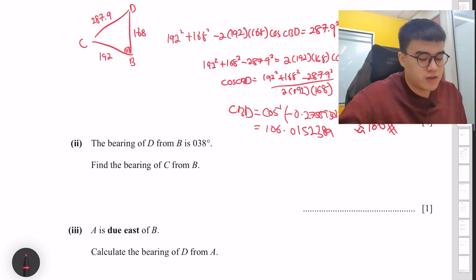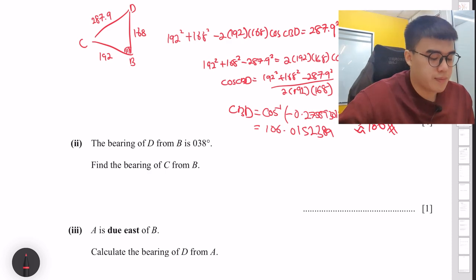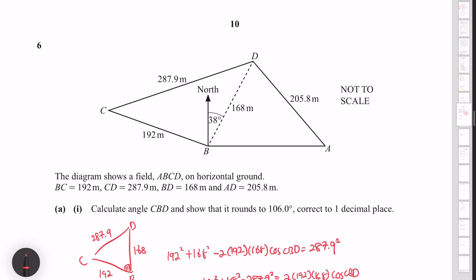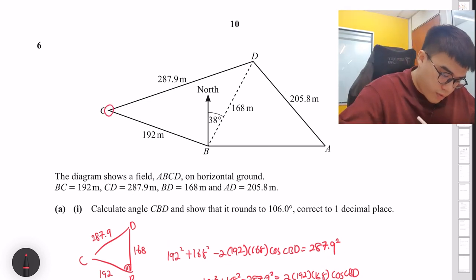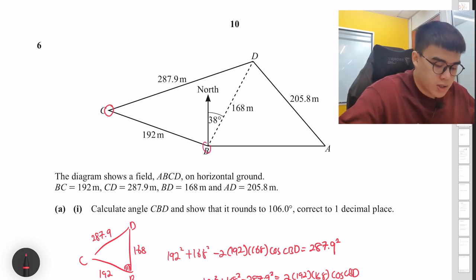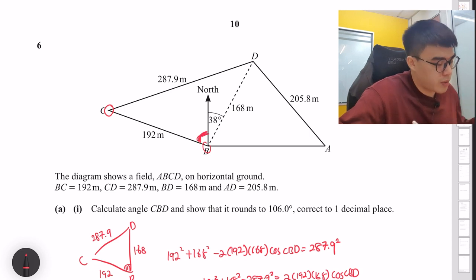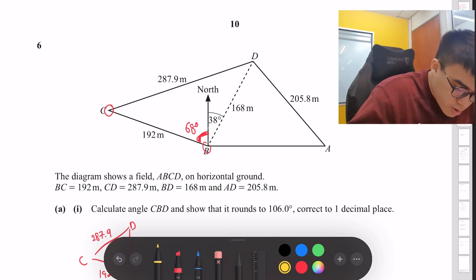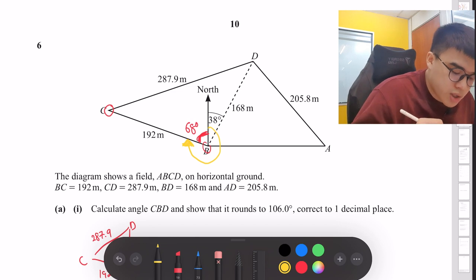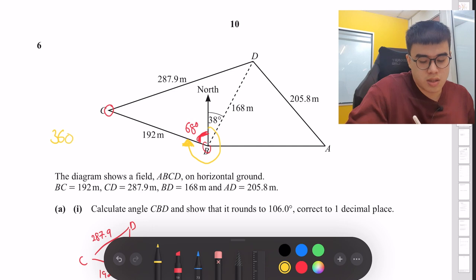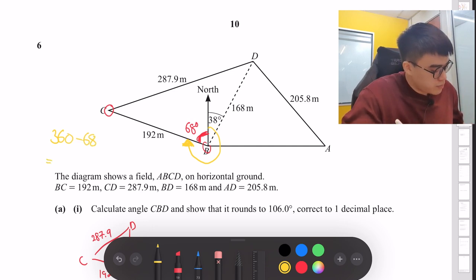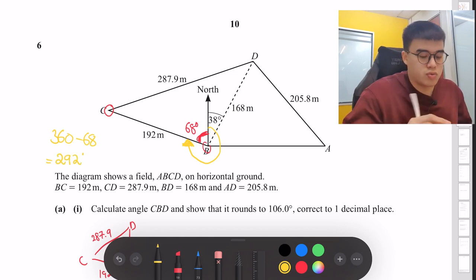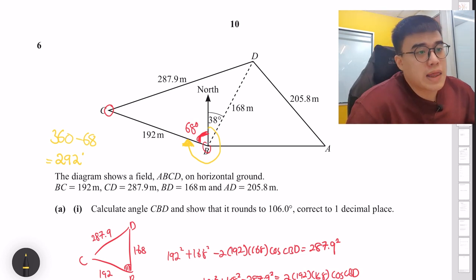Moving on to part two, the bearing of D from B is 038. Find the bearing of C from B. We actually calculated this part earlier, right? You take 106 minus 38, you get the result as 68. When it's asking you about bearing, remember it always starts from the arrow. They wanted C from B, so all you need to do is take 360 minus 68. Through this, you get 292.